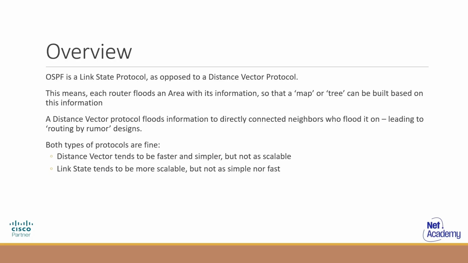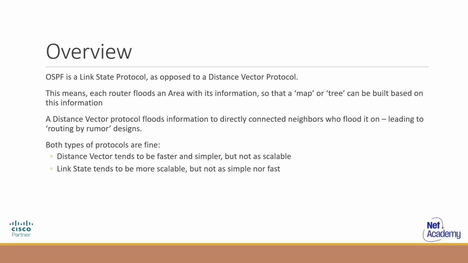Distance vector tends to be a faster routing protocol in terms of convergence, and it tends to be a simpler routing protocol. However, it does so at the cost of not scaling quite as well. Link state tends to be more scalable. However, it's not as simple, nor is it as fast. These are generalities. You can absolutely make a distance vector protocol like EIGRP scalable and complex, for example, right? Or you could take OSPF and make it faster and simpler, for example, by running it in a single area or something like that. I'm just talking in generalities. In general, these are the properties.